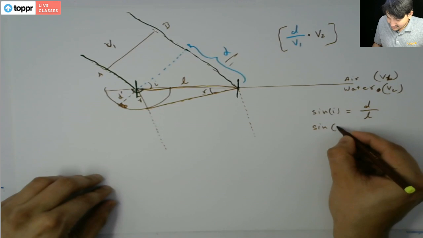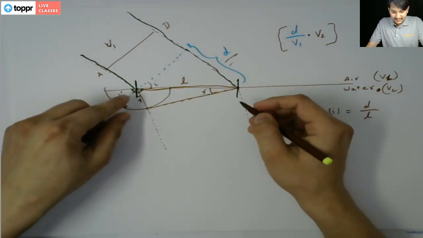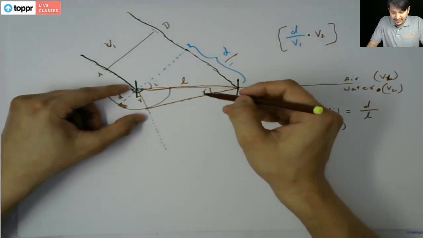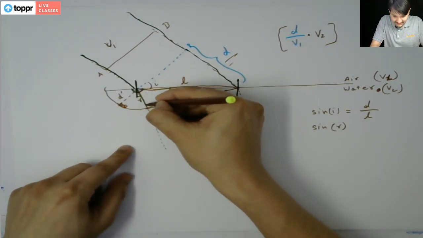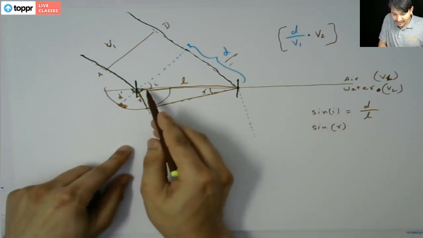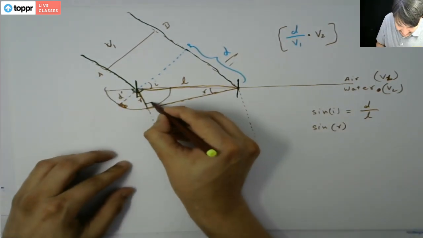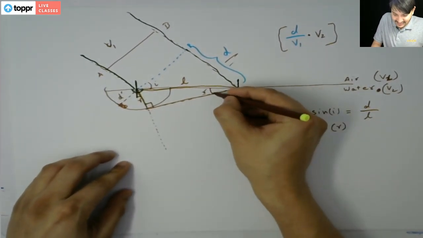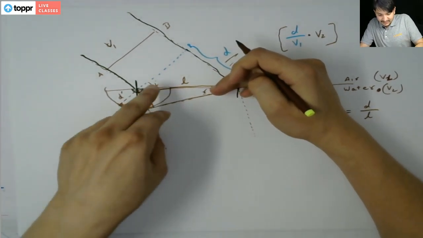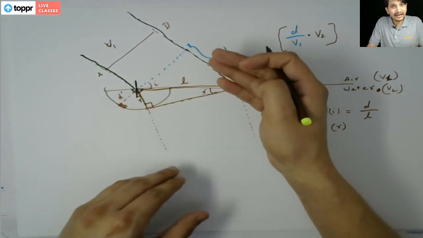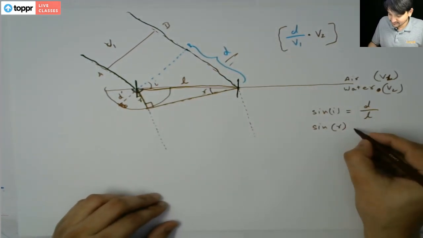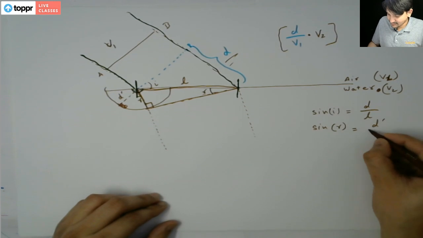is equal to d dash. This length is d dash. D dash by L. Again, because this is 90 degrees, right? This is angle r, and this is the hypotenuse and this is the perpendicular. Perpendicular by hypotenuse is the value of sine. We are getting d dash by L.